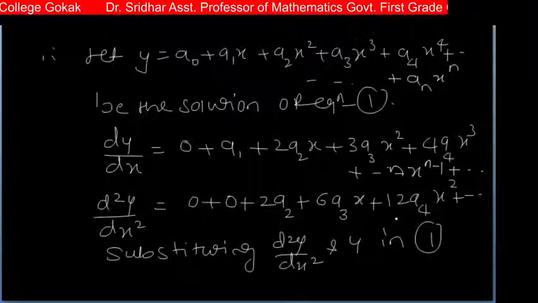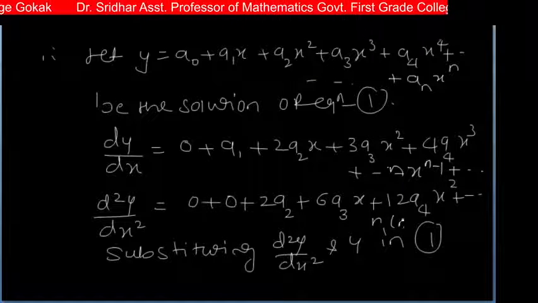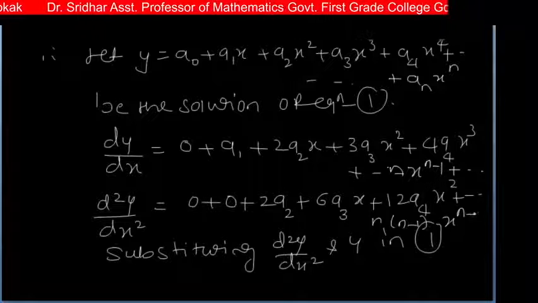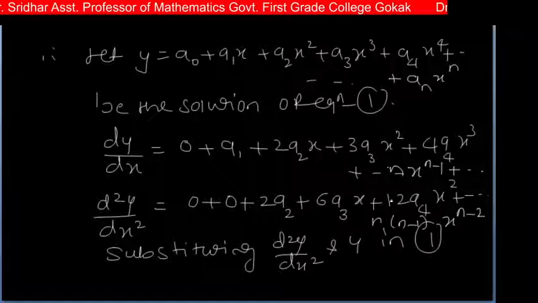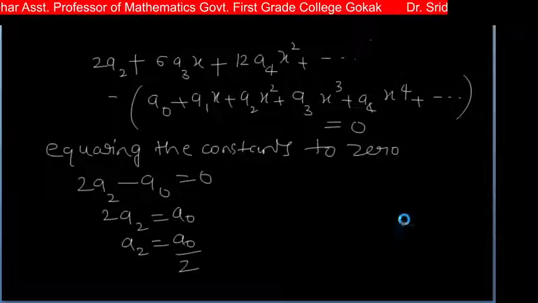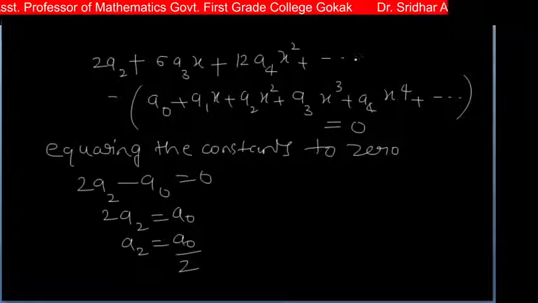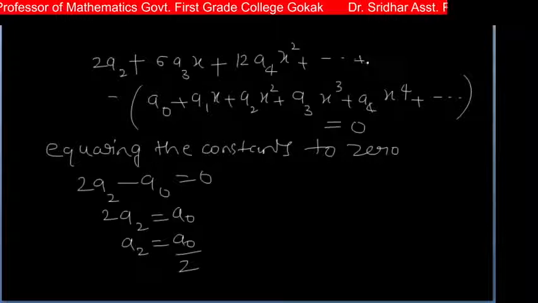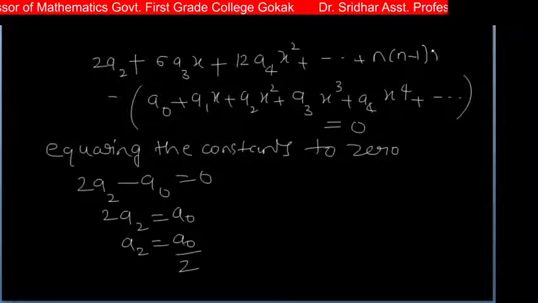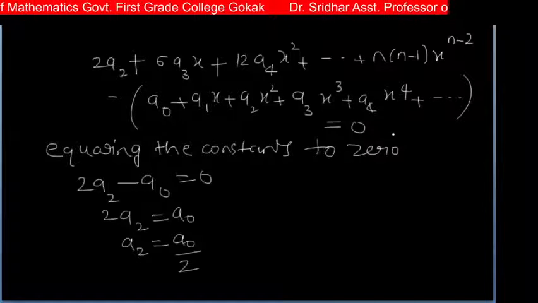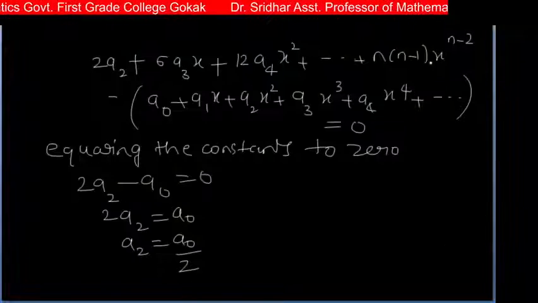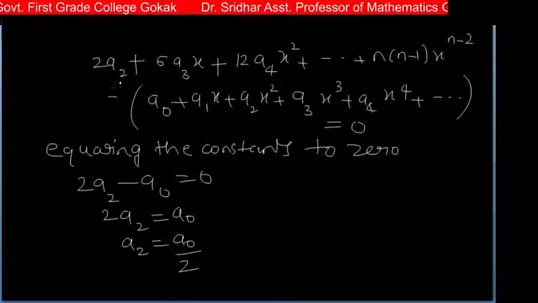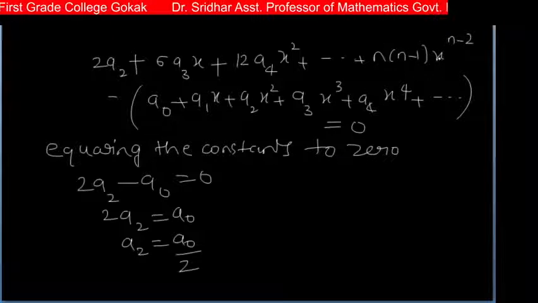Then d square y by dx square becomes n into n minus 1 into x raised to n minus 2. This is the nth term. So I write this term here, plus so on, after differentiating: n into n minus 1 into x raised to n minus 2. So this is d square y by dx square.